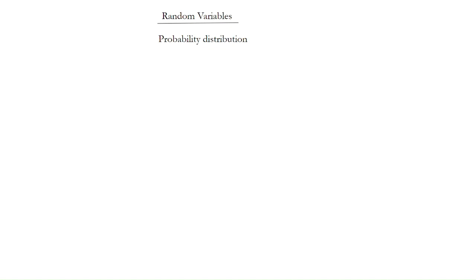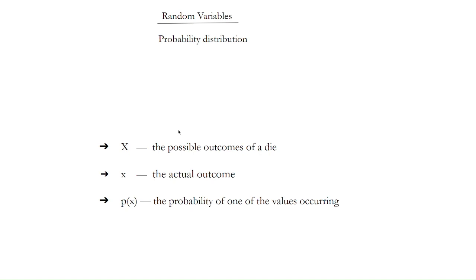So what is a probability distribution? Before we know that, we have to know the meaning of some basic terms. A capital X is all the possible outcomes of something. Let's say a die, for example. All the possible outcomes of a die is a capital X. It's usually shown with a capital X. So in this case, with the die example, all the possible outcomes are 1, 2, 3, 4, 5, 6.